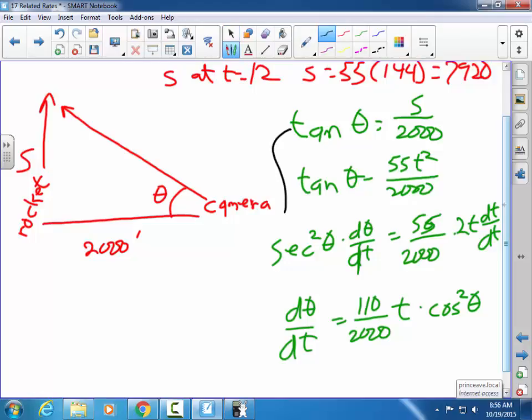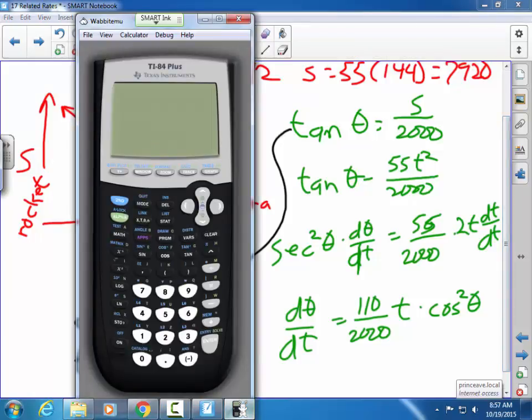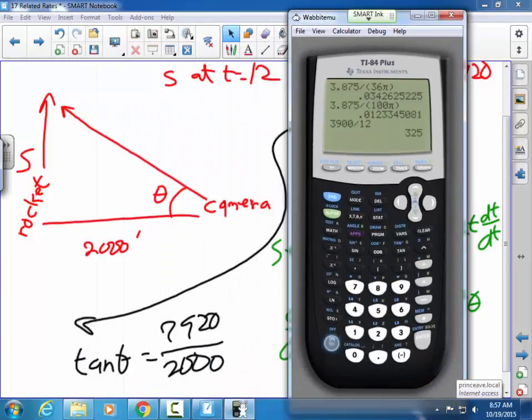She's saying we can figure out theta by coming right here and saying that the tangent of theta equals 7,920 over 2,000. So then we pick up our handy dandy calculator and we say 7,920 divided by 2,000. What mode am I in? I'm in radian mode, which will be okay.